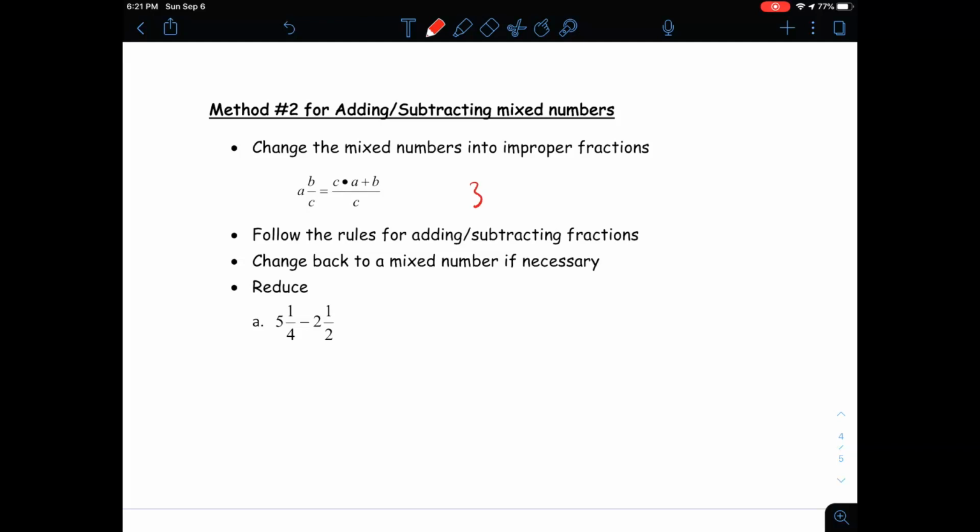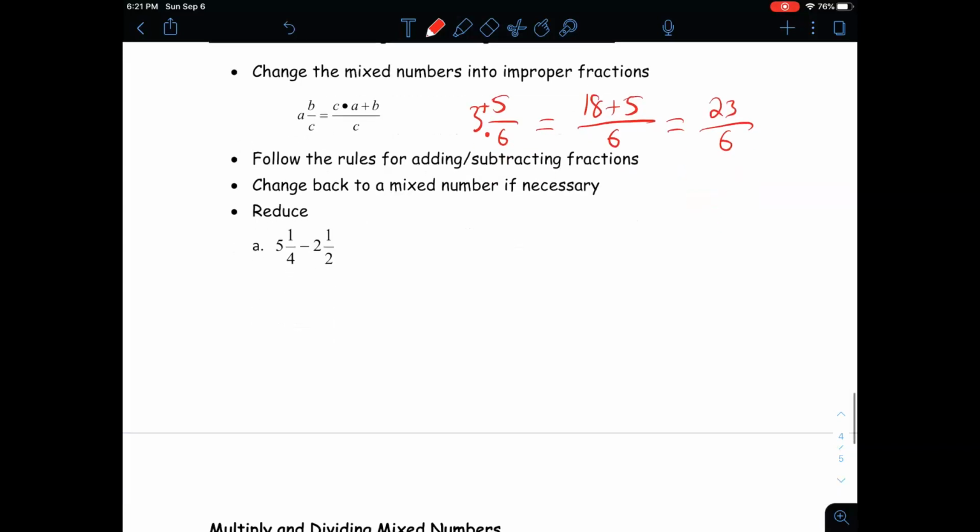So the shortcut, if you have like 3 and 5/6, how do you convert that to an improper fraction? Do you guys remember? Well, you're going to multiply 3 times 6, and then you're going to add the 5, and you're going to keep the denominator the same. So what's 3 times 6 going to be? That's going to be 18 plus 5 all over 6, which equals what? 23 over 6. Okay, so all you do is you multiply the denominator and the whole number, and then you add the numerator to whatever you get for that, okay?